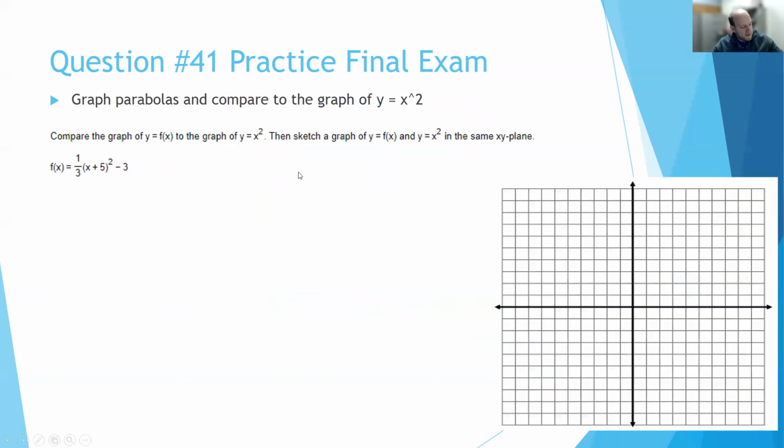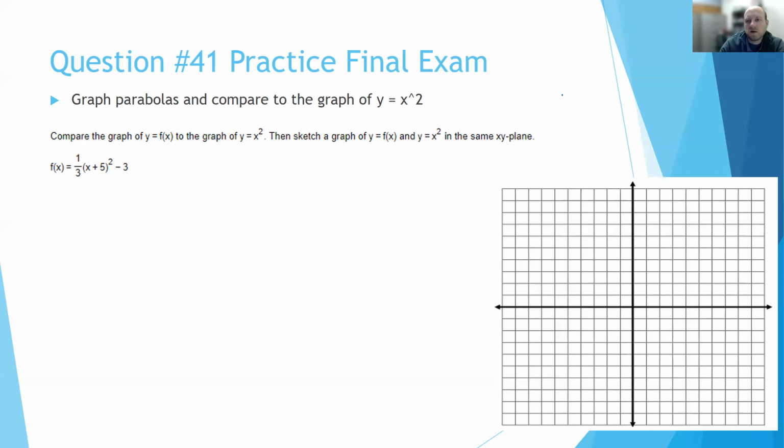All right, number 41 on the practice final. Compare the graph of f of x to the graph of x squared. Then sketch a graph of y equals f of x and y equals x squared on the same plane. So this is our f of x function. We need to know how that compares to y equals x squared. And then we also need to graph this.